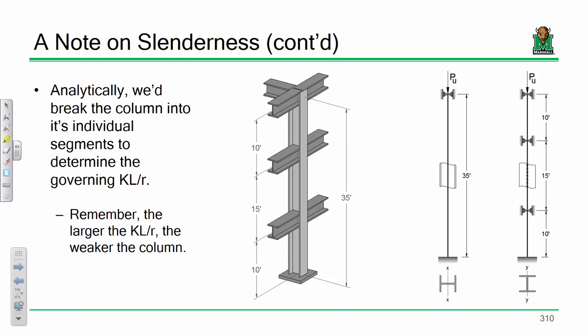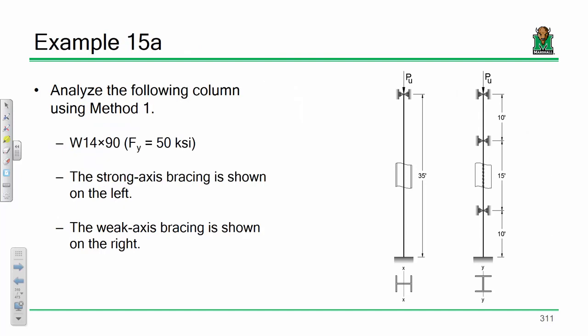So along the strong axis, we have a length of 35 feet. Along the weak axis, we have lengths of 10, 15, and 10. We kind of have to check all of them. And you'll see why. It'll be pretty easy to see how you can eliminate some, but we'll get into that here in a second. Speaking of, why don't we actually analyze this column?